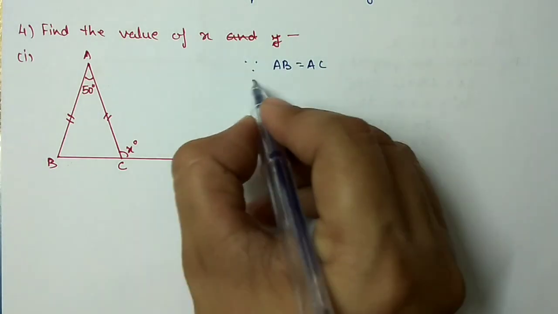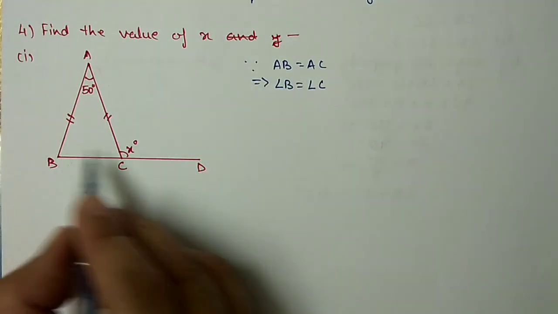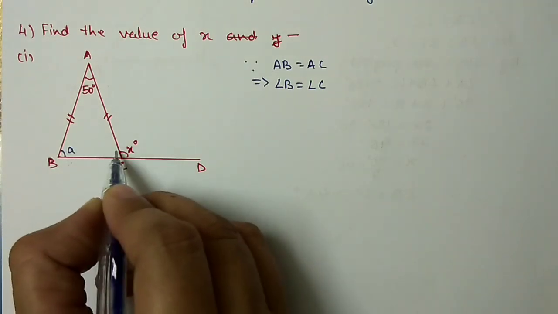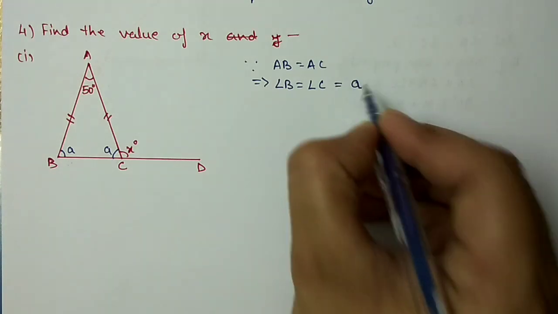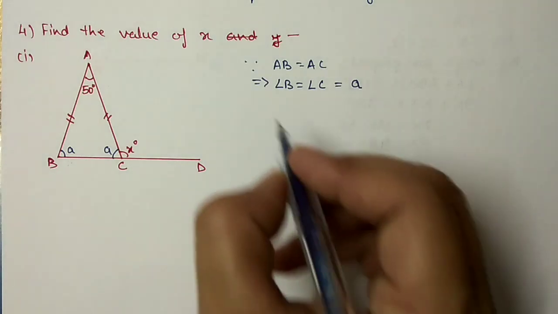So we can say angle B is equal to angle C. Means this interior angle will be equal. So if we give some name here, suppose it is A, then this one also will be A. Let it be equal to A degree. So now we can use angle sum property in this triangle.